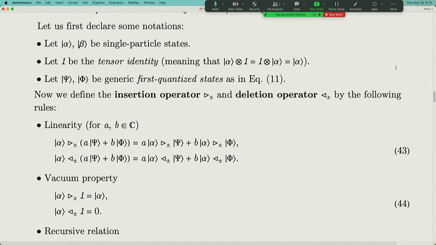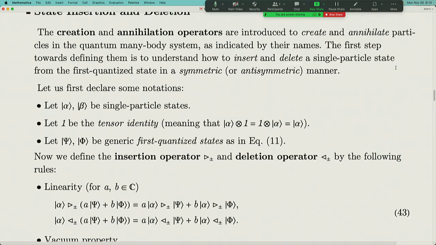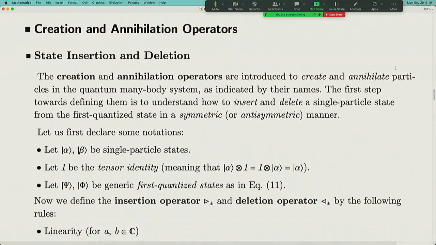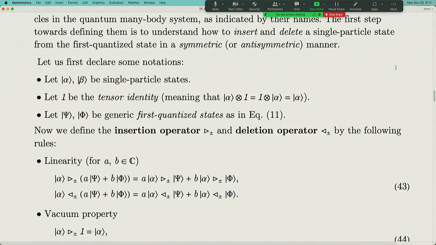The generic first quantized state is something like a tensor product of a bunch of single particle states, and then linear superposition with each other. So that's the generic first quantized state. For example, this generic first quantized state already contains n particles. Now I want to add one more particle to the system. Then I will obtain a new state which contains n plus 1 particles.